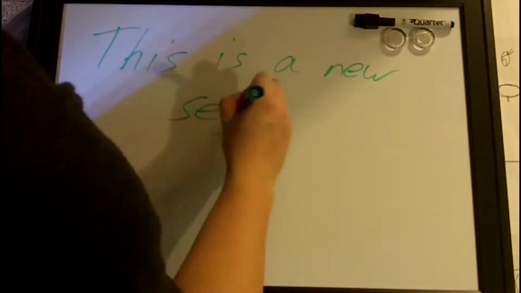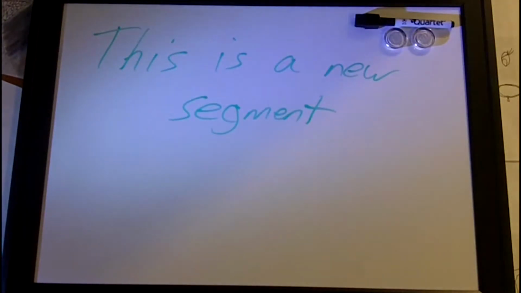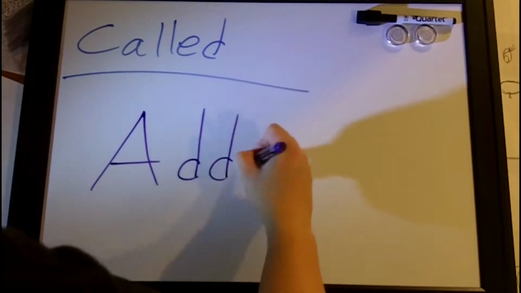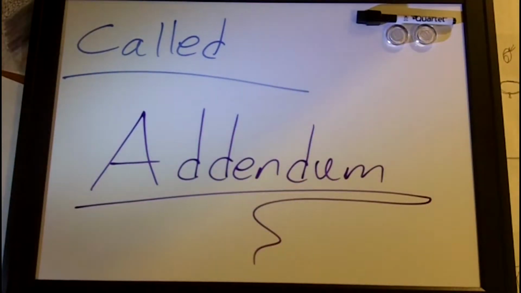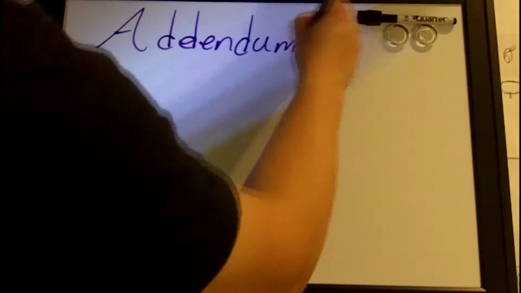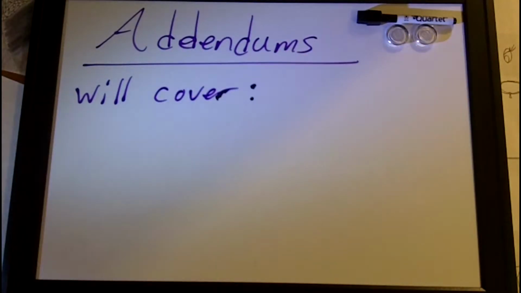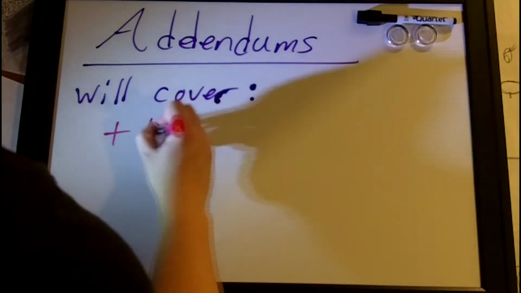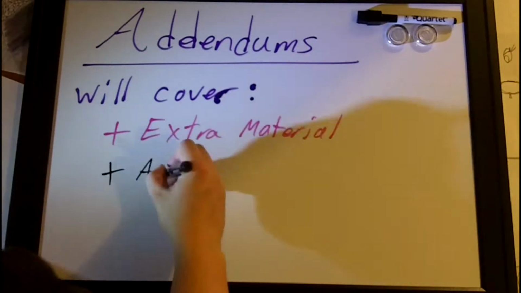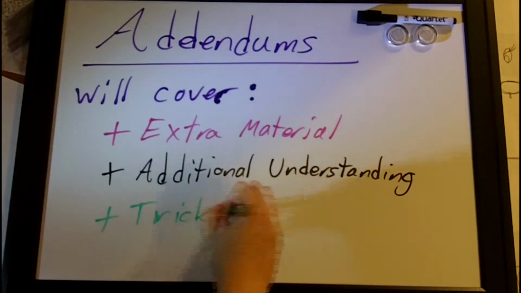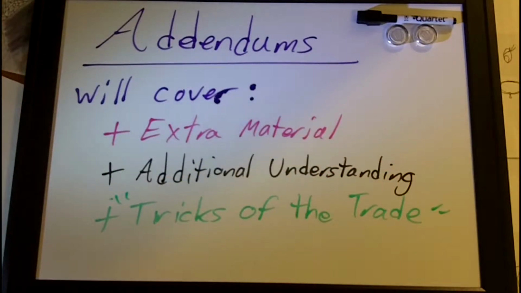Alright, we are here because this is a new segment. This will be a new part of the show. We're going to call it something very special. It's going to be called Addendum, or Addendums. Addendums are like additions to things. In this case, Addendums will cover a lot of specific topics, especially questions that you submit. But for us, extra material, additional understanding, anything that needs clarification, and then my favorite, tricks of the trade. We're going to be doing some of that today.